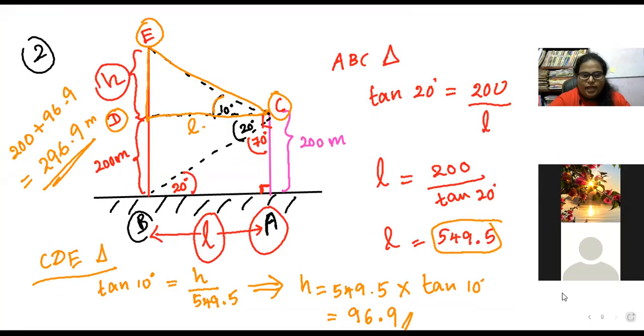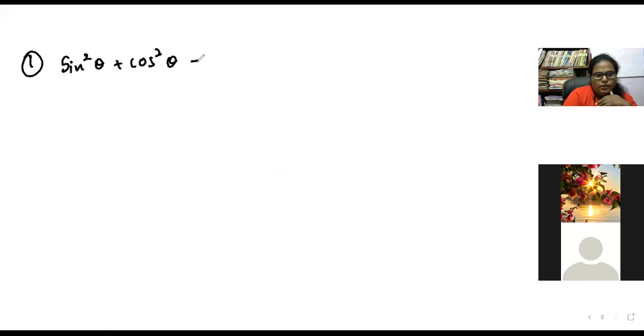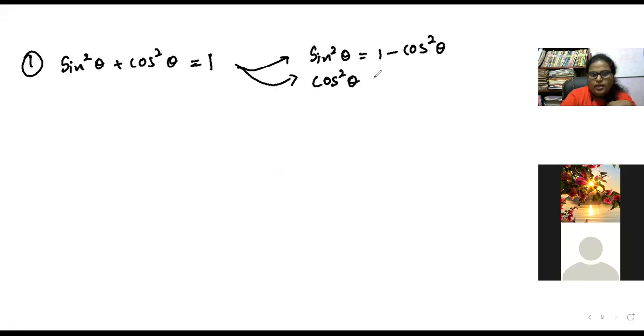The very first trigonometric identity that you have used is sine square theta plus cos square theta equals 1, right? This is the very first identity that you have learned. By using this one, you can get sine square theta as 1 minus cos square theta, right? Cos square theta equals 1 minus sine square theta. You can rearrange this formula for these types also. But the main equation is this one.